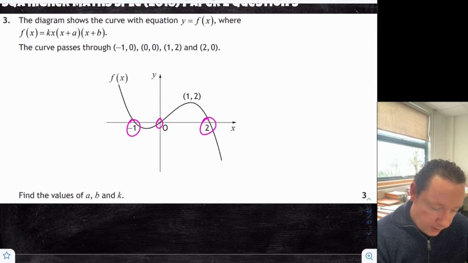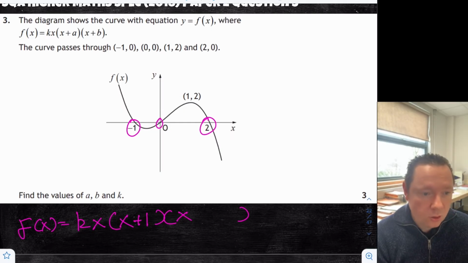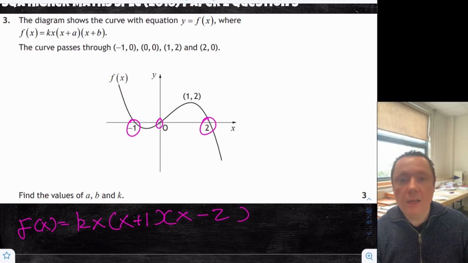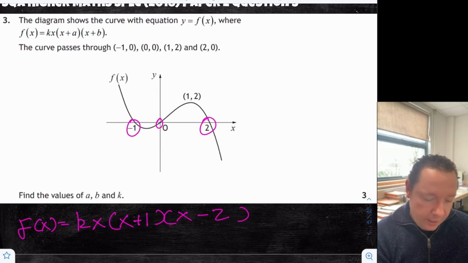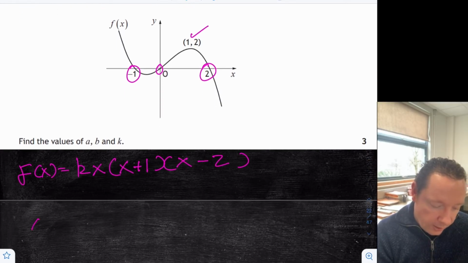So that means I can say that f of x is equal to k times x, then brackets, x and x. First number, x minus minus 1, so x plus 1. And the second number is 2, so it's x minus 2. And now we can go ahead and work out k using our second point here, (1, 2). So when x equals 1, y equals 2.